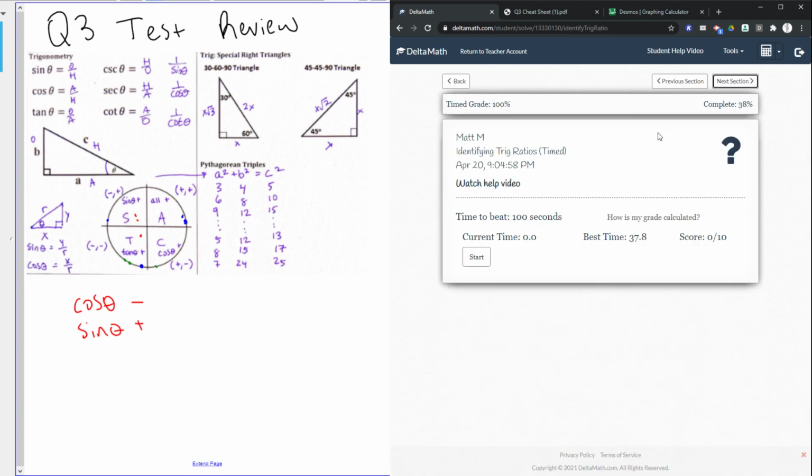All right, next section. So I already did one round with this. Going to do it again, though. So in 100 seconds, you have to get at least 10 trig ratios. So this one is really just using these first three: sine, cosine, and tangent. So you just have to be careful about what angle they're referring to and then match it with the correct fraction. Here we go.